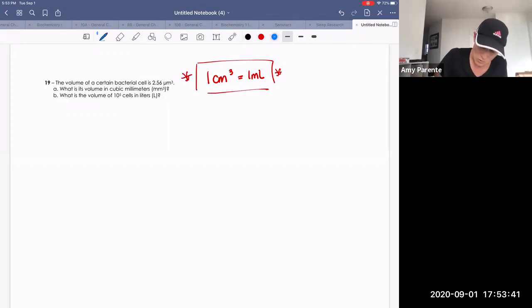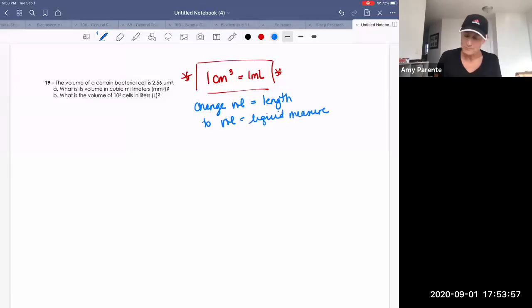But why this is important is we can change volume that we have in terms of a length measurement to volume that we have as a liquid measure. So sometimes we can do volume by actually physically measuring the length, width, and height. Sometimes we're going to have volume with typical volume measurements, milliliters or ounces or things like that. So I'm going to give you guys a minute to try to work through this problem.